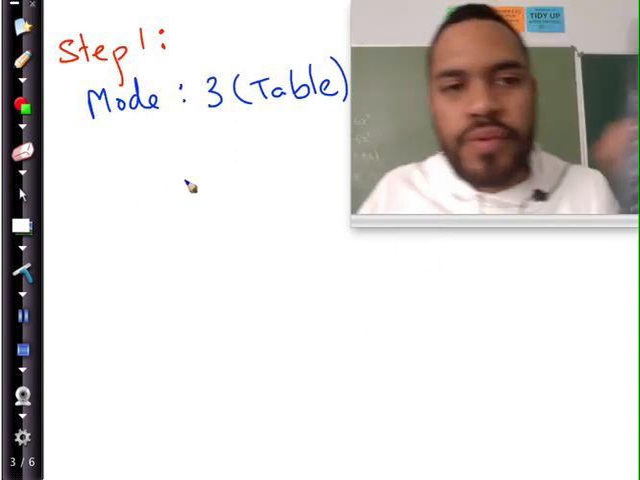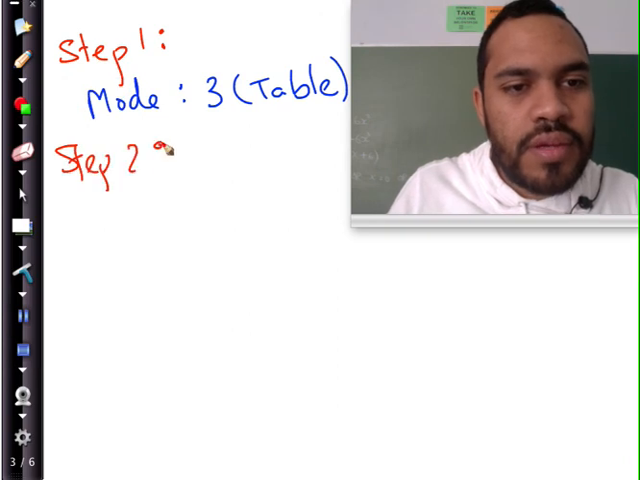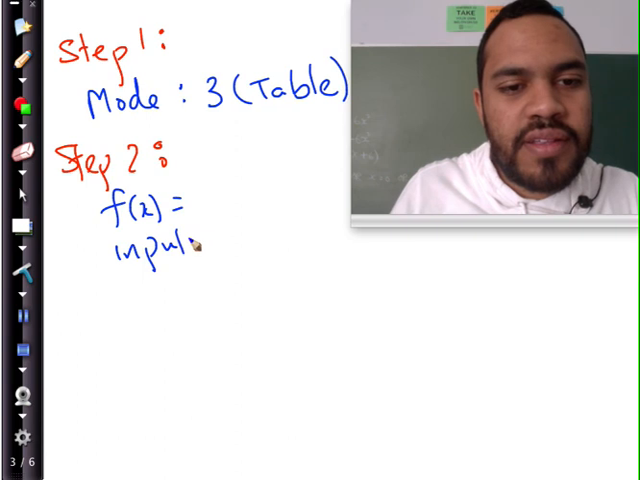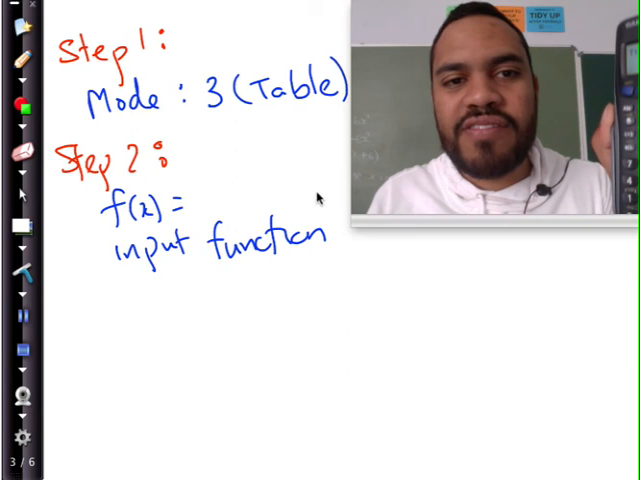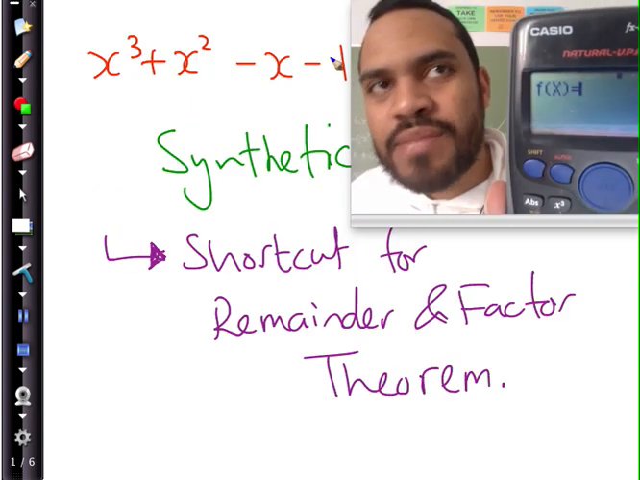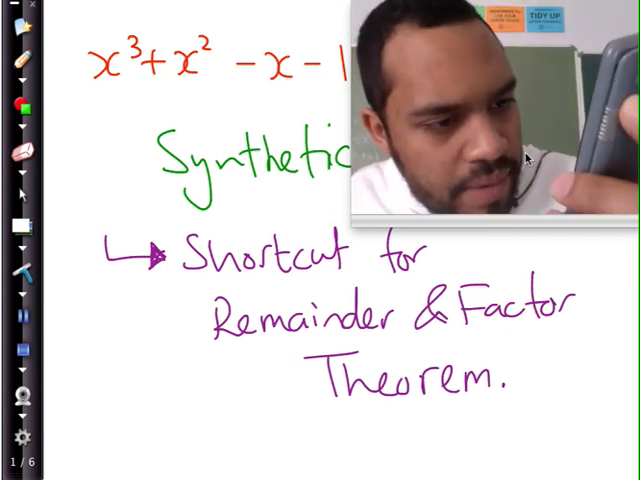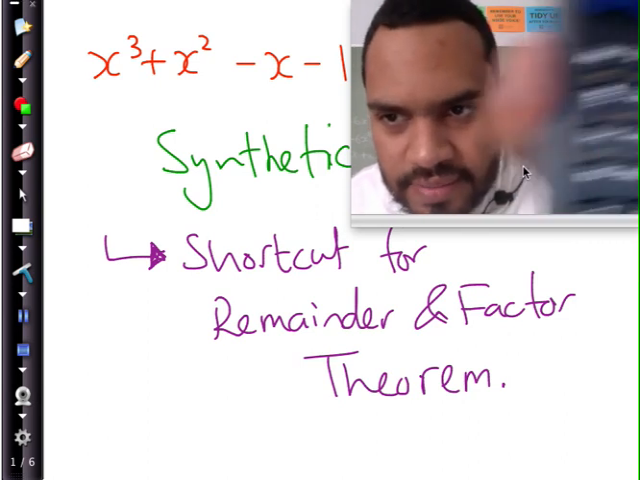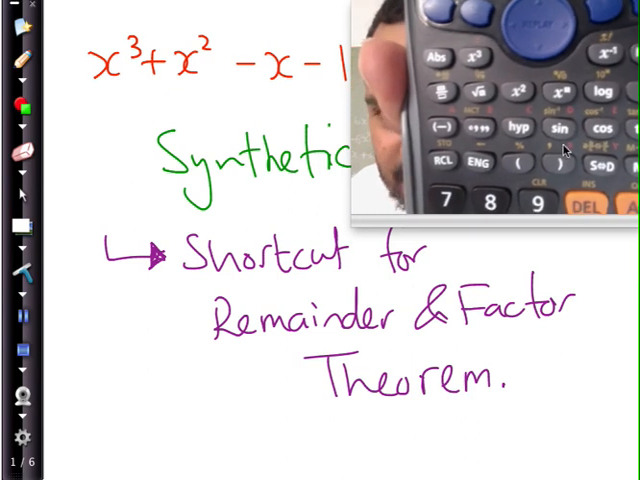Step 2 is you're going to input the function. It's going to ask you f of x equals, and you input the function. Now you just type out what you see, and we're going to use the example that we have over here: x cubed plus x squared minus x minus 1. Now look carefully at the bracket button. Above it there's a little x, but the x is in red.